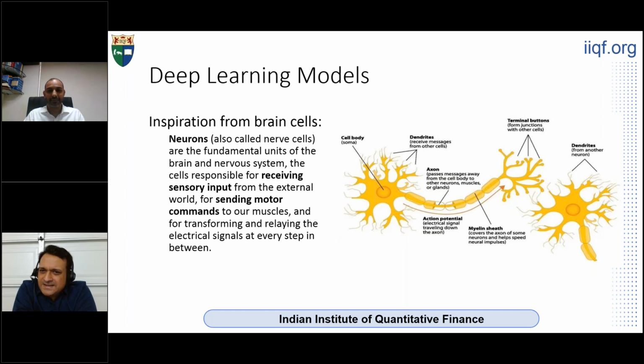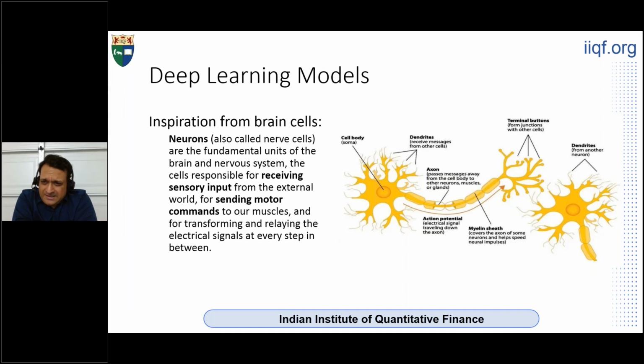So the deep learning models, the inspiration for deep learning models come from neurons. They are also called nerve cells. They are the fundamental units of our brain and nervous system. They are responsible for receiving sensory input and also sending motor commands to muscles. So they take input values, process it, then send a signal to the muscles or everything else on how to do it. So this was the inspiration behind these deep learning models.